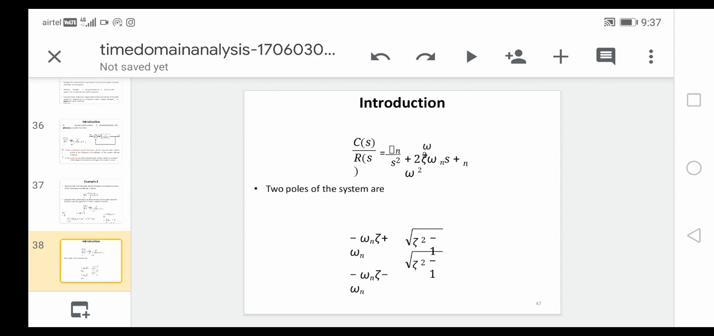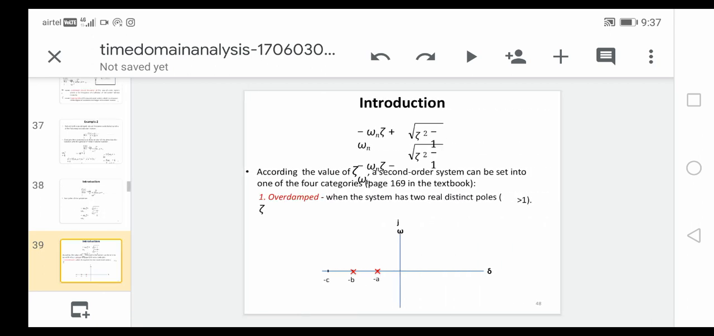For this, there are different types of poles we are having. This is a second order system. C of s by R of s is equal to omega n square by s square plus 2 zeta omega n s plus omega n square. So we are having 2 poles: minus omega n zeta plus omega n square root of zeta square minus 1, and minus omega n zeta minus omega n square root of zeta square minus 1. These are the two roots.